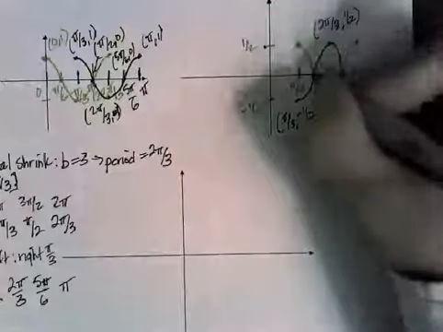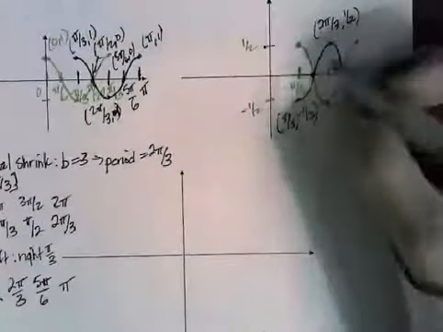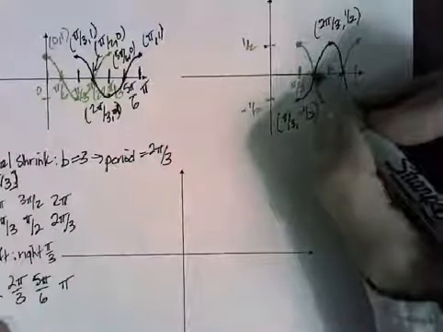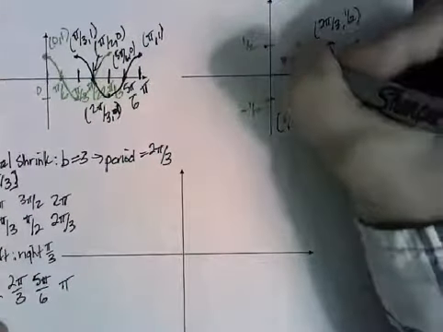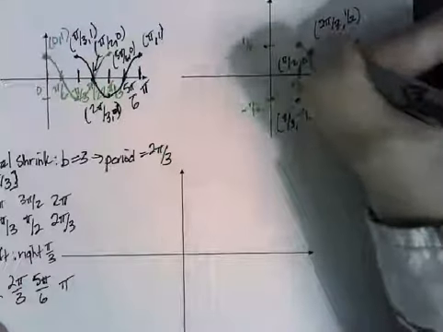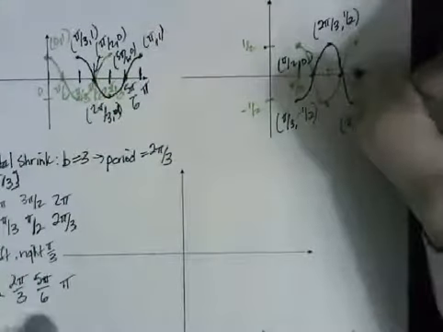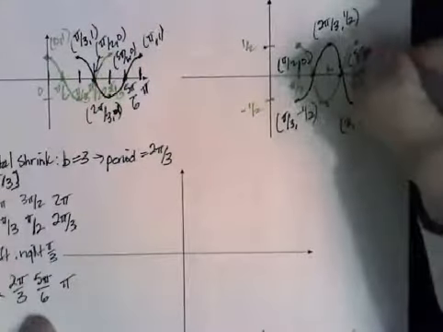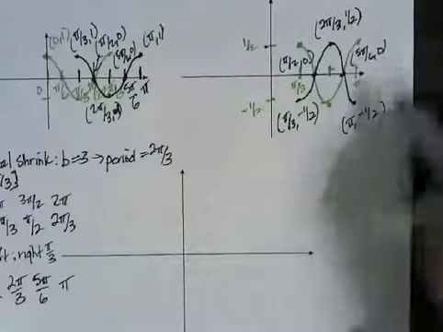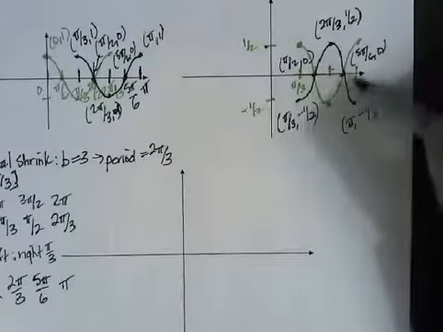I'm going to go back and label these other points because I'm really going to need that for the next part that I'm going to do. So this one was at pi over 2, 0. This one was at 5 pi over 6, 0. There's my graph with the vertical shrink and the reflection.